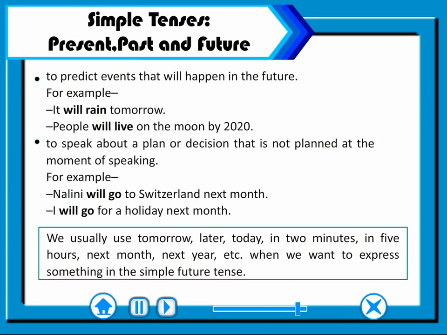To speak about a plan or decision that is made at the moment of speaking. For example, Nalini will go to Switzerland next month. I will go for a holiday next month. We usually use tomorrow, later, today, in 2 minutes, in 5 hours, next month, next year, etc. when we want to express something in the simple future tense.